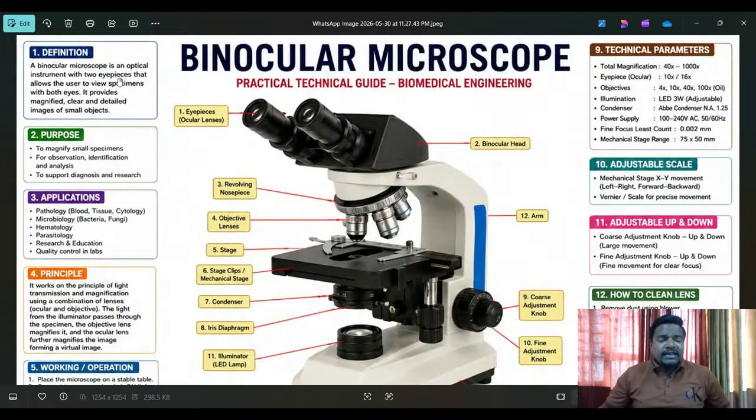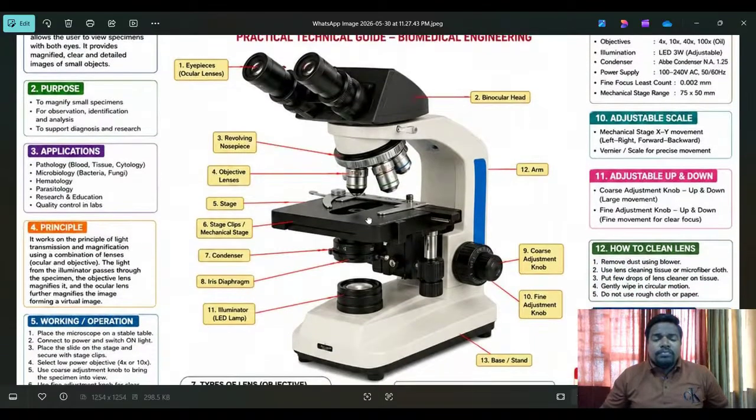Okay, I hope you got it very clearly. These are the complete visual of the binocular microscope. And see, I'm explaining in this way, so please listen carefully.